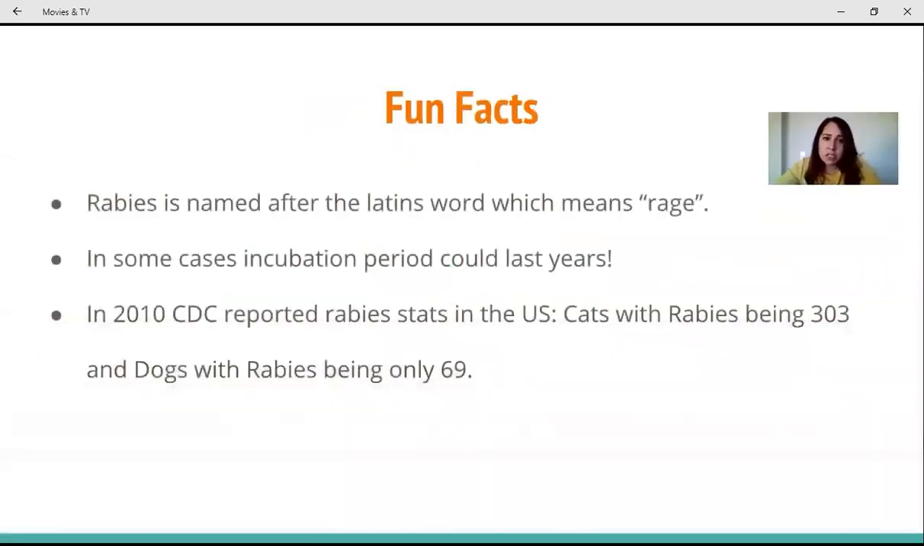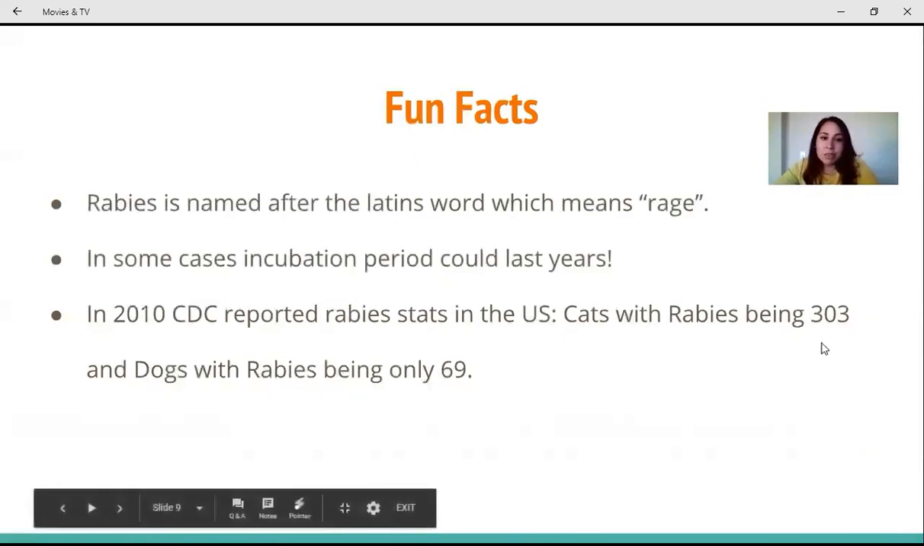So we also just wanted to include a few fun facts for everybody to know. Maybe it'll help remember some of these things. The first one is that rabies was actually named after a Latin word which means rage. And this is because one of the ways you can tell an animal or even a person has rabies is that they're just really crazy and have a lot of rage in them.